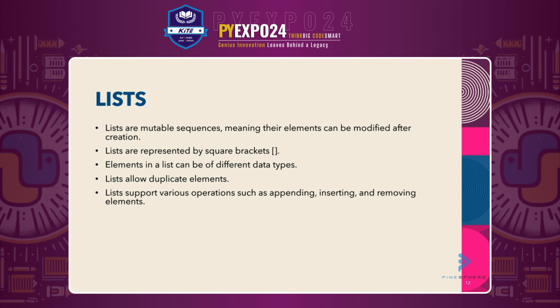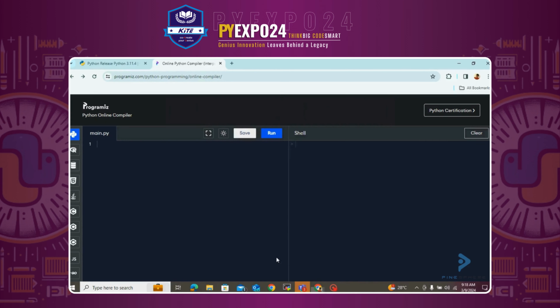Lists are represented by the square brackets. We can define a list by using square brackets, and elements in a list can be of different data types. We can use different data types in a single list. Okay, and also a list allows duplicate elements, that is we can have the same value appear multiple times in a list. Lists support various operations such as appending, inserting and removing the elements. Let us see an example for lists.